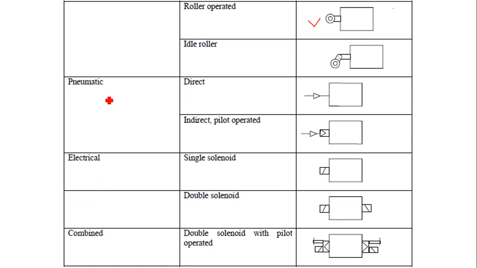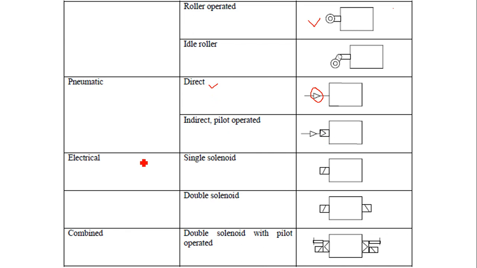Now pneumatic. Pneumatic, you can see direct pneumatic. So this is nothing but a pilot signal. This is called as pilot. Pneumatic means pilot signal. So compressed air will come from this part and it will move the spool. Indirect pilot operated means it gives the signal and then the movement will be occurring. So this is direct and indirect. Mostly we use direct one.